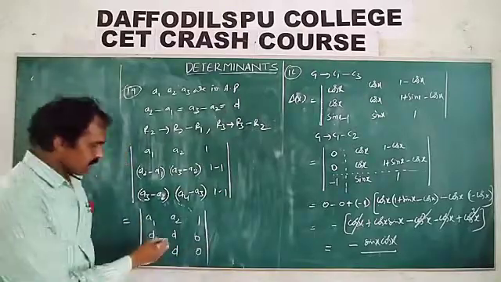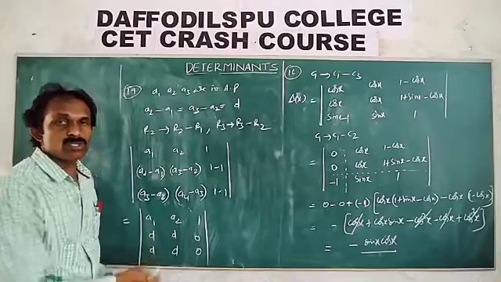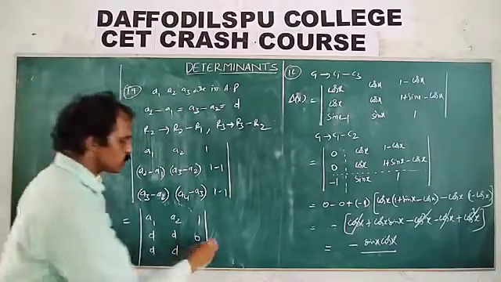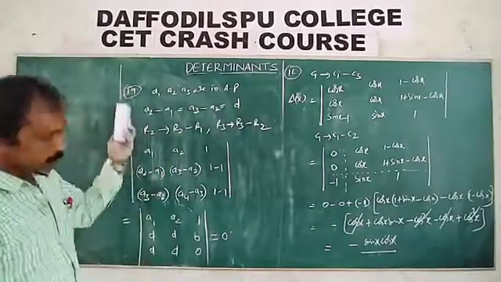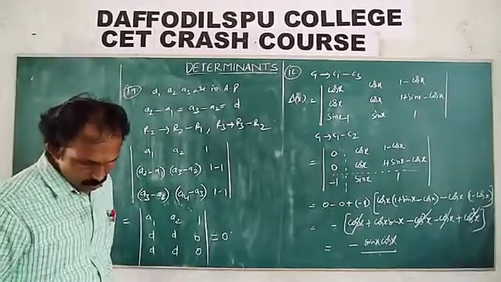Once you observe, the R2 row and R3 row are identical. So this value is equal to 0. The determinant value is equal to 0. Okay, question number 19, second option.